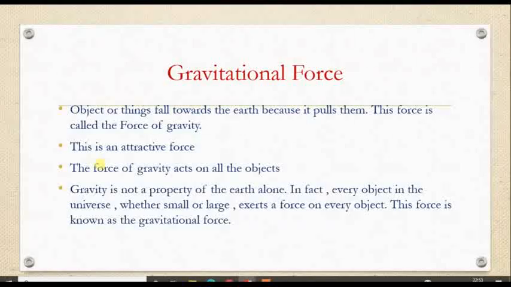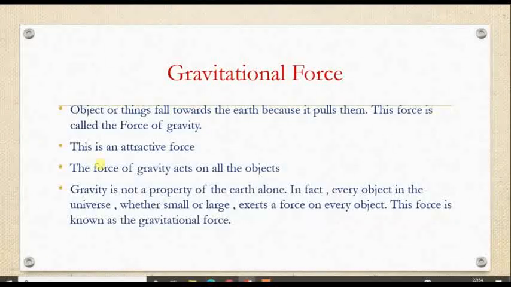Every object in the universe, whether small or large, exerts force on every object. This force is known as a gravitational force. Right? So everything in the universe has a gravitational force. If you go on Mars, there is a gravitational force of Mars. If you go on the moon, there is a gravitational force of the moon also.